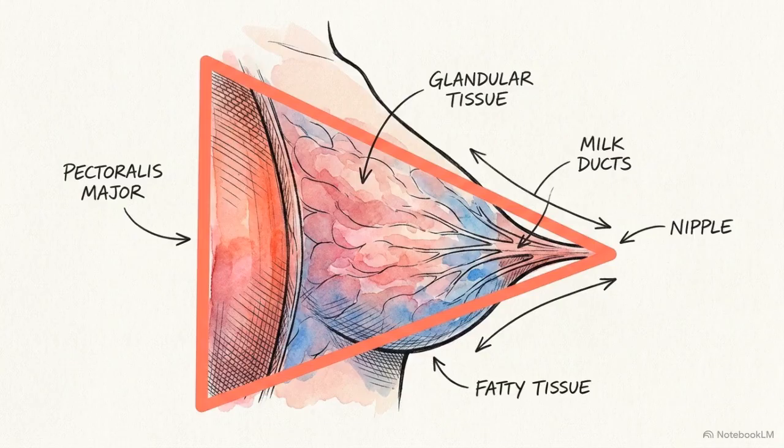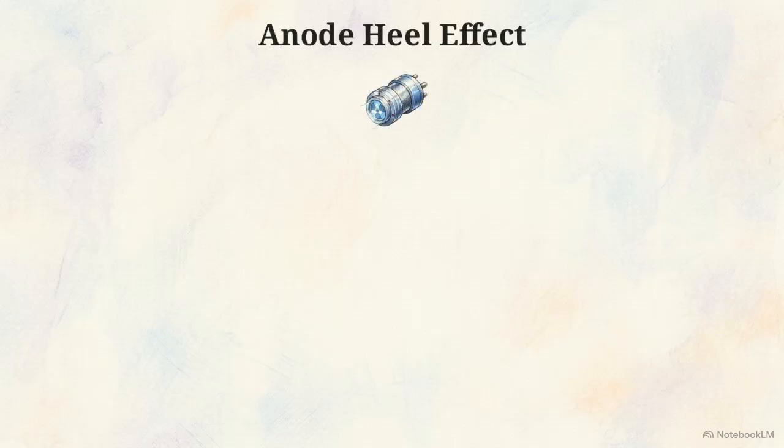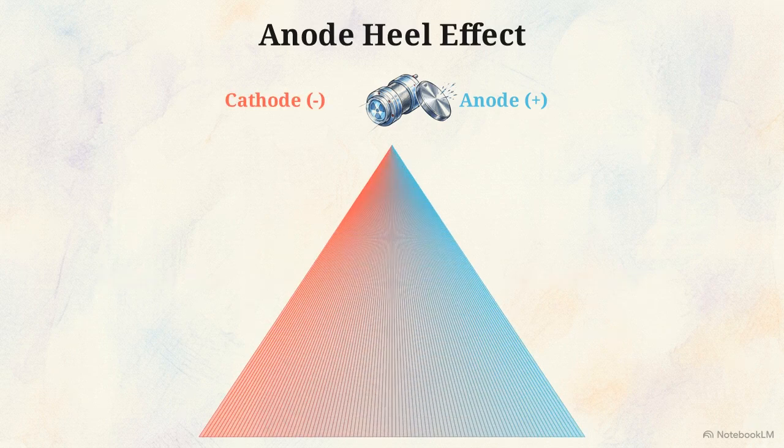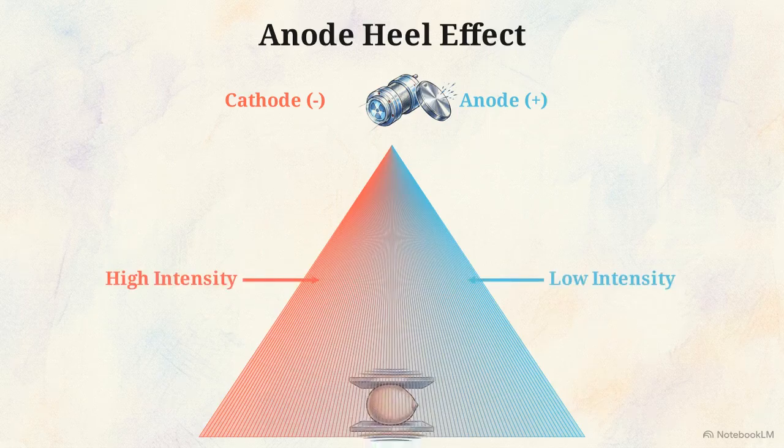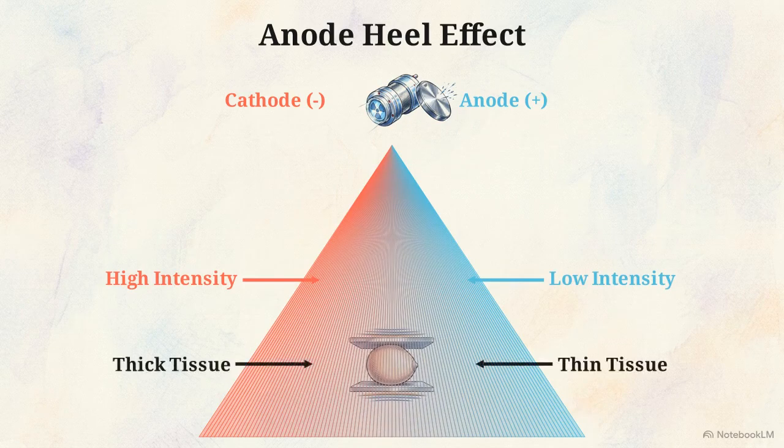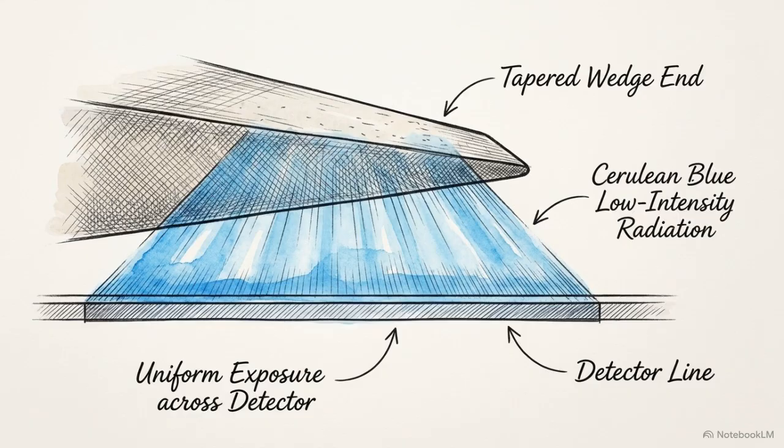Moving to the macro scale, the breast anatomy presents a geometric problem. The tissue structure is thickest at the chest wall and tapers down to its thinnest point at the nipple. We compensate using the anode heel effect. An angled target anode absorbs X-rays traveling through its heel, creating higher beam intensity on the cathode side. To exploit this, the machine aligns the high-intensity cathode side over the thickest tissue at the chest wall. The heavily attenuated anode side rests over the thinner nipple region, equalizing exposure across the density.